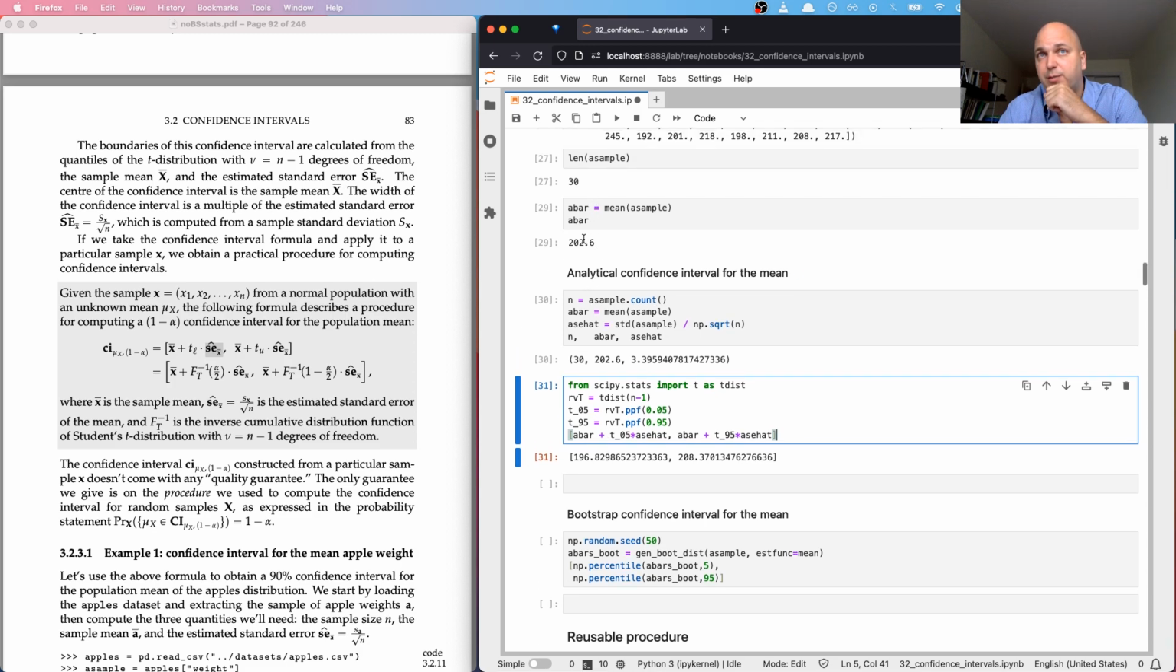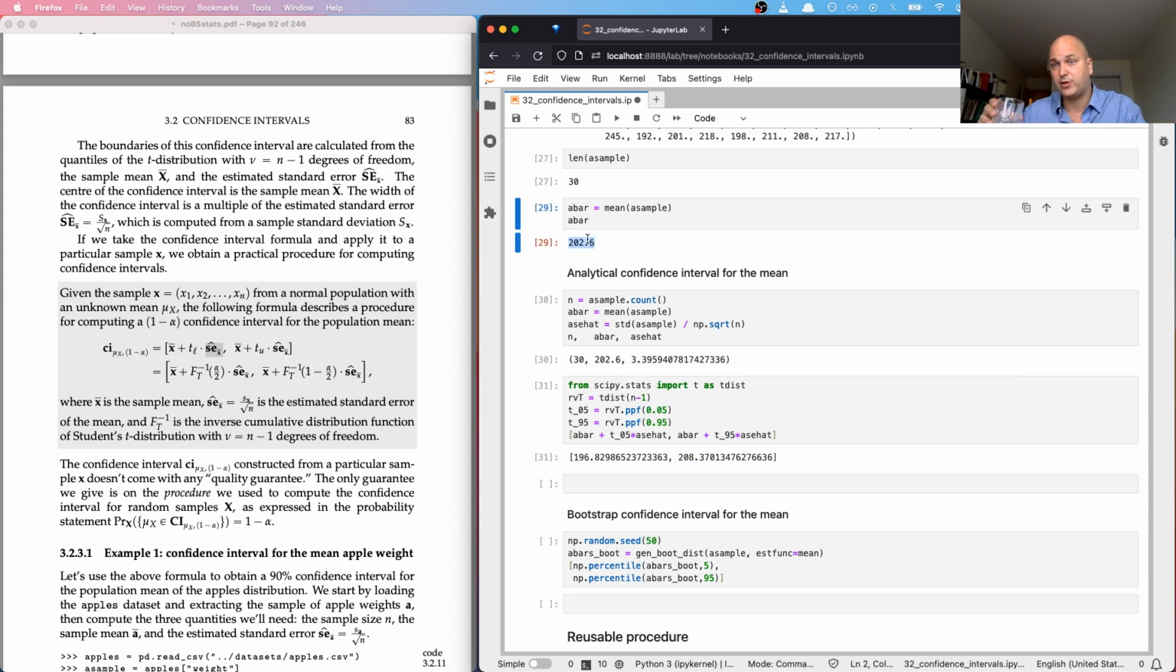Here we had a point estimate, we just said a number, and now we have an interval. Really, the population mean could be anywhere between 196 and 208. This tells us not only where the population mean is, but based on the uncertainty of our samples, we believe the population mean is somewhere between here and here. So this is what you want to know.